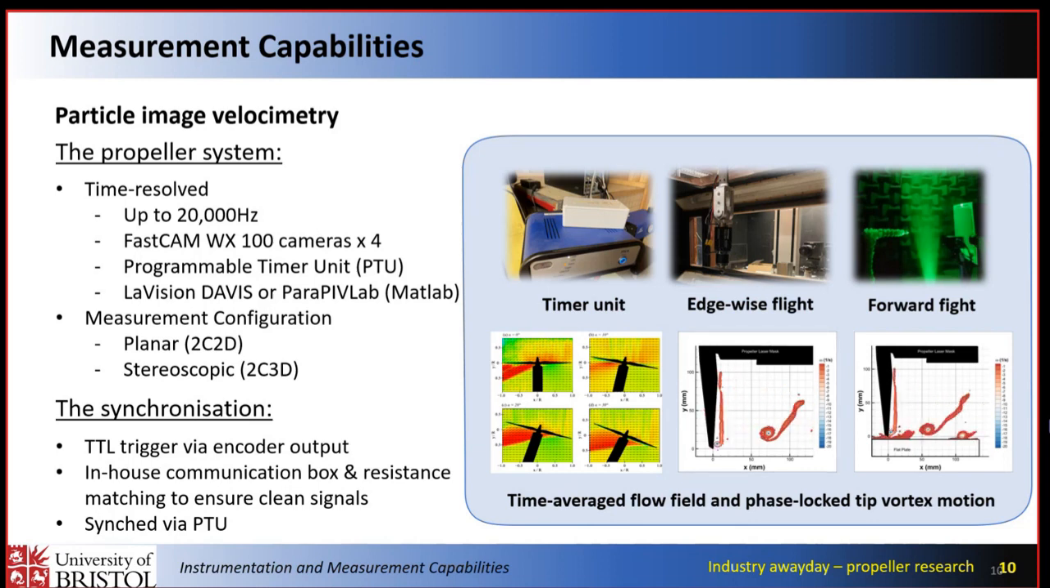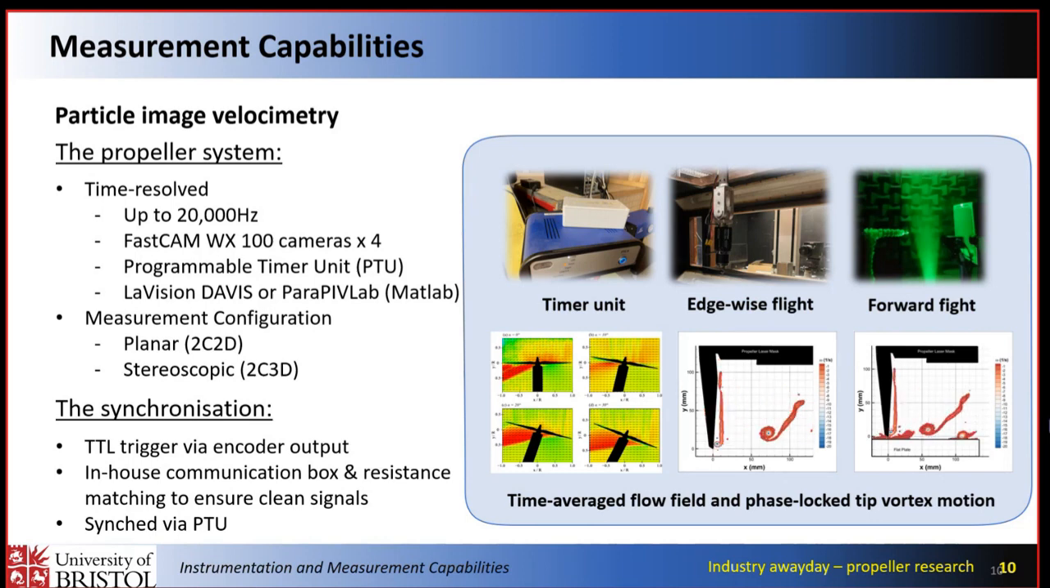And for the system, we have a fully time resolved system, meaning that it is able to resolve up to 20,000 kilohertz. But this comes with a compromise, of course, with the field of view because of usually memory requirements. And we have a PIV configuration which can be configured both in planar, so 2D, two-dimensional, or stereoscopic, meaning that 3D. So it gives us all three velocity components in one measurement, and it can be synchronized through our programmable timer unit.